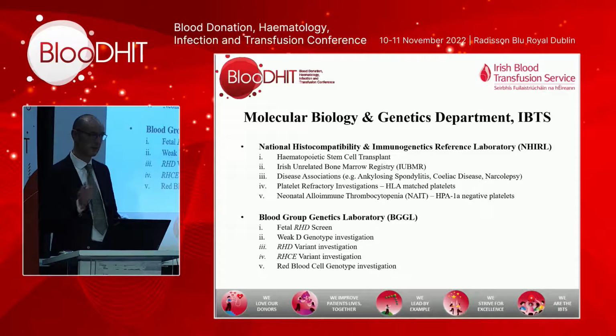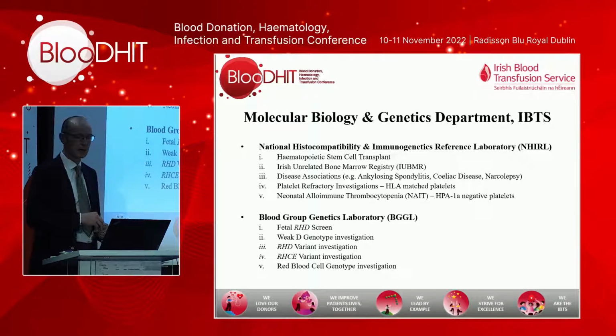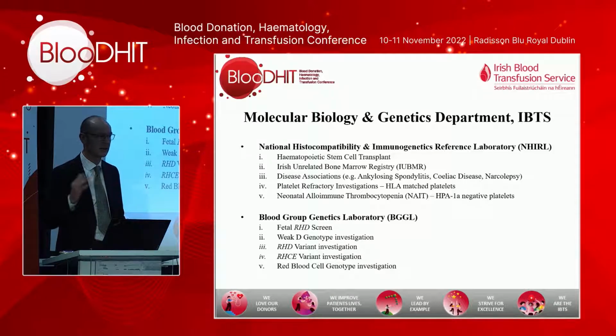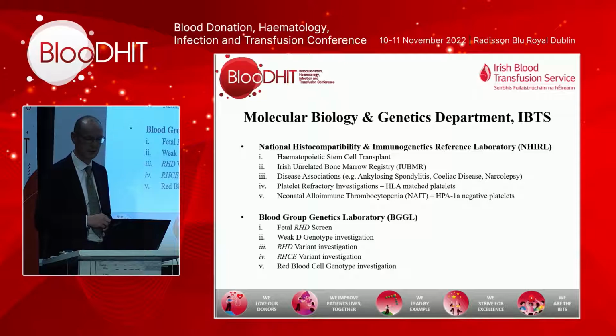Disease association study is a large part of what we do in the HLA laboratory. Not many people will be as familiar with that as the stem cell side. So ankylosing spondylitis associated with HLA-B27, celiac disease, narcolepsy, all have HLA associations.